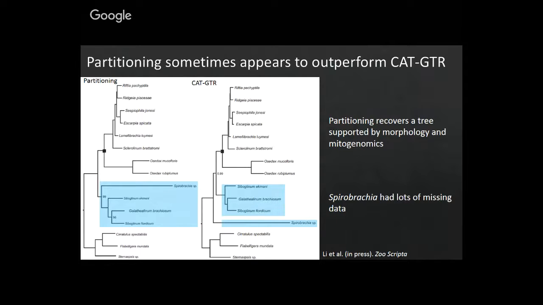Now, how missing data affects phylogenetic inference has been pretty widely explored, but not so much with site-heterogeneous models. And I think that is a feature of real data that we should take into consideration when we're testing not only the CAT models, but site-heterogeneous models and partitioning as a whole.